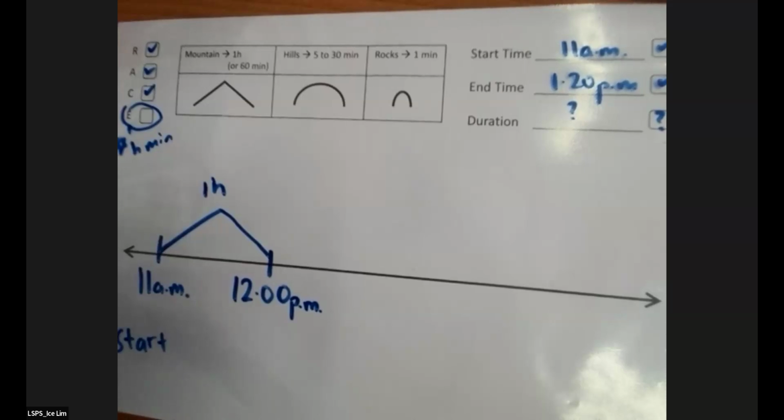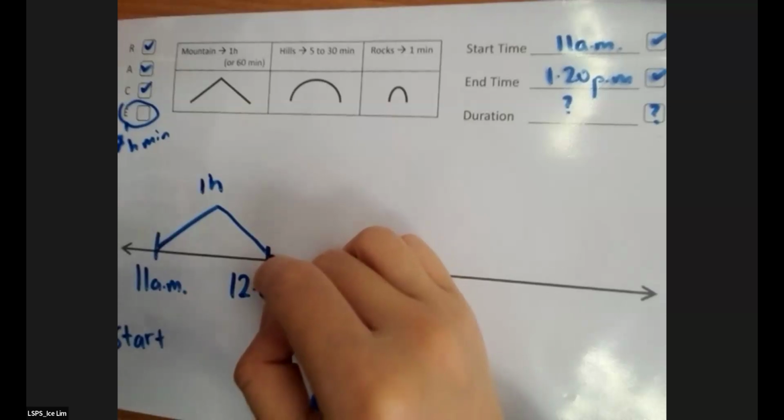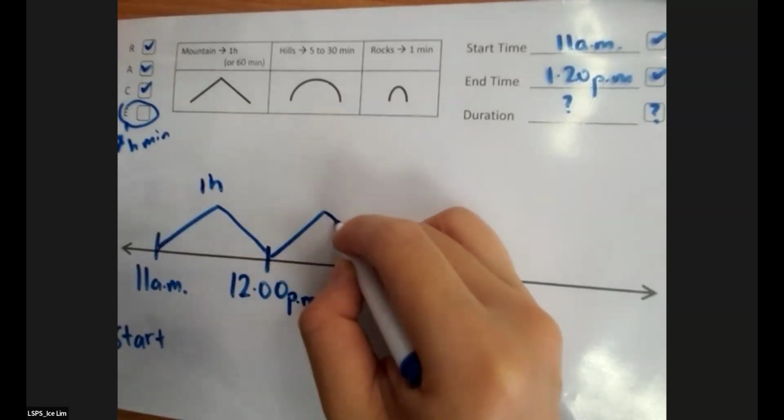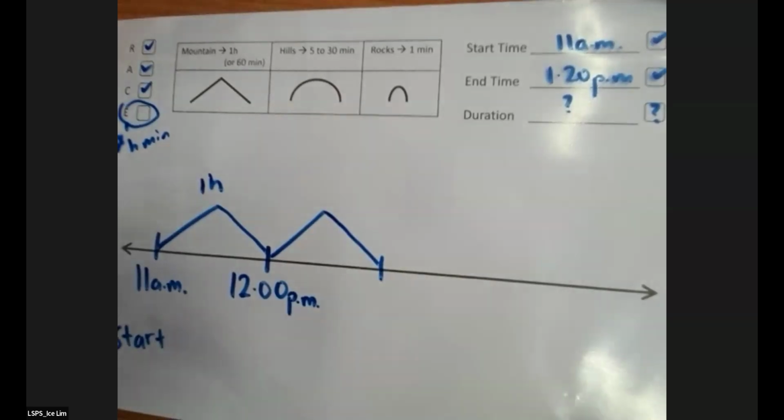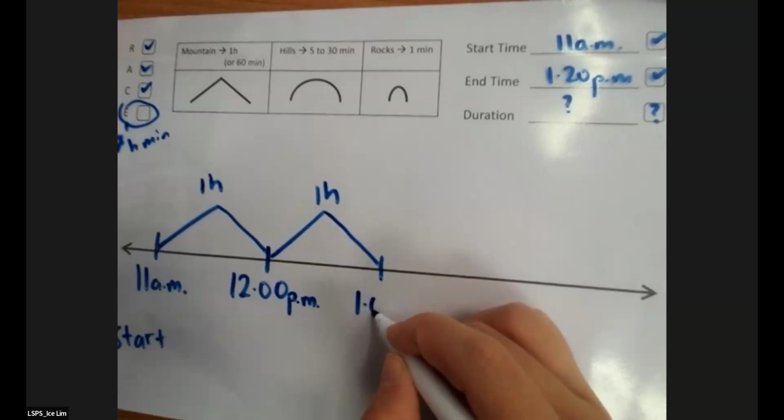Then from 12 p.m., I will go 1 more hour. So I will draw another mountain to go to 1 p.m. That's correct.